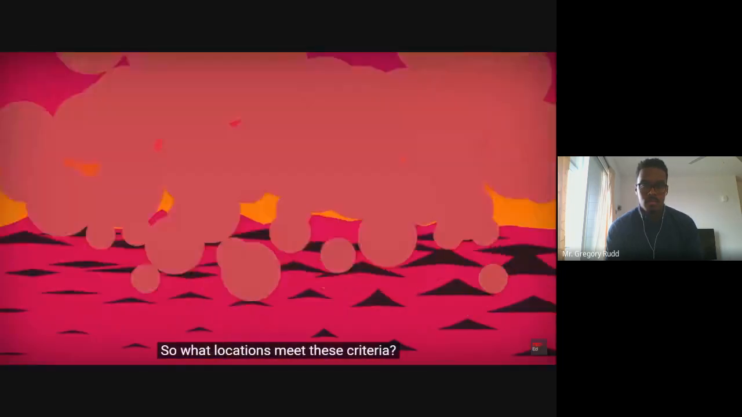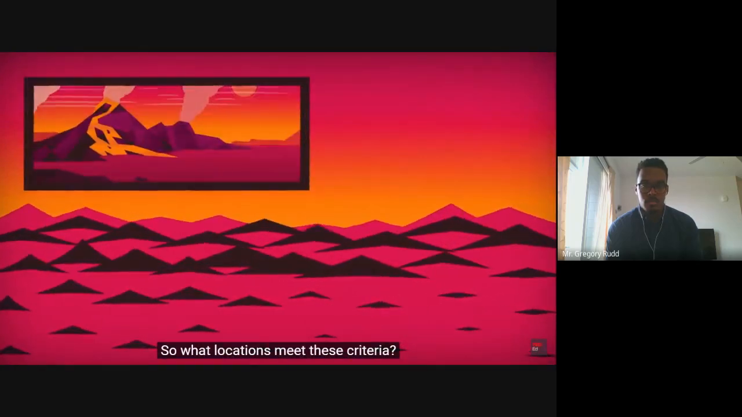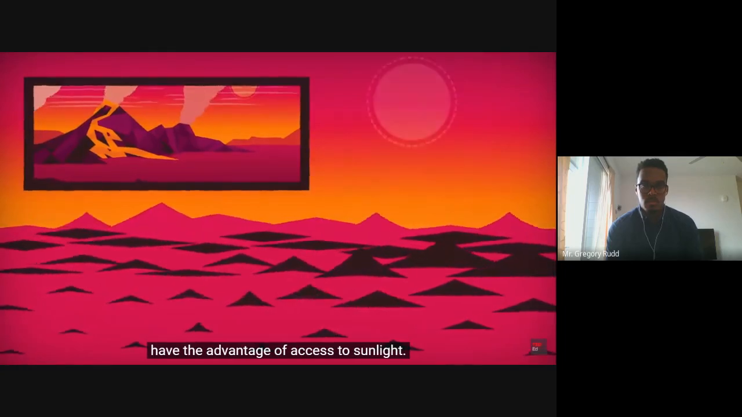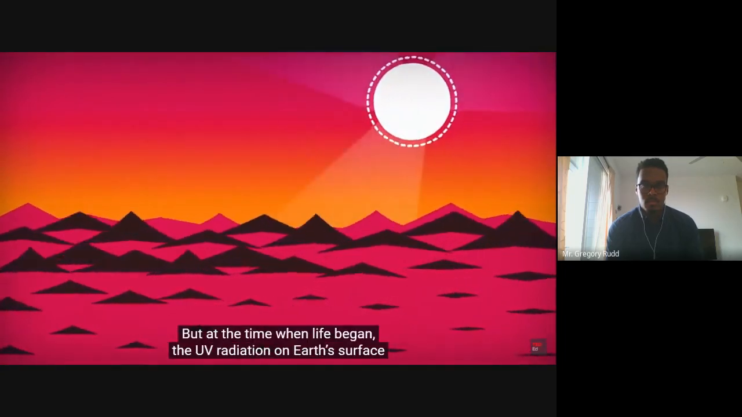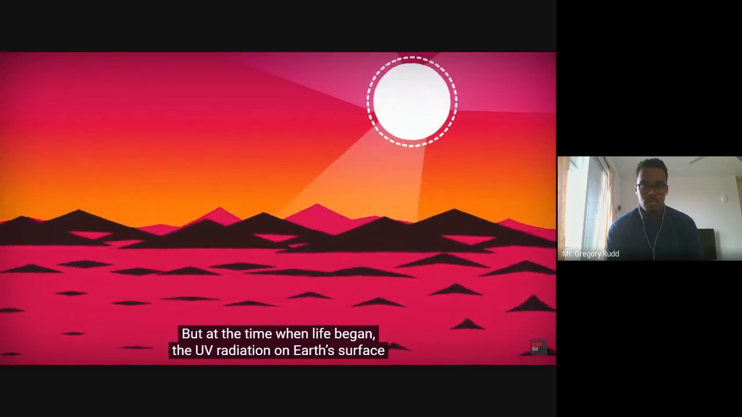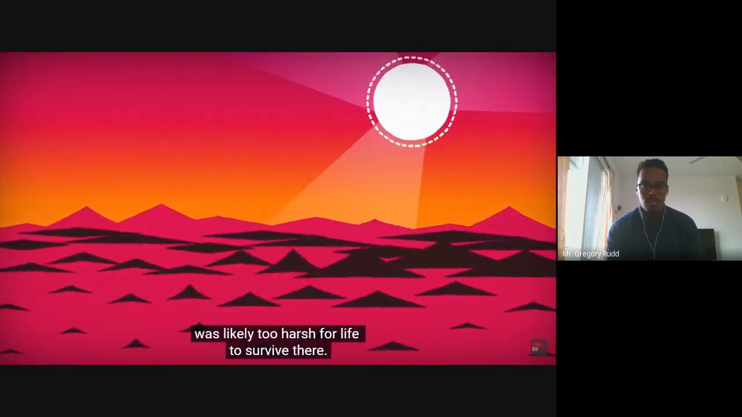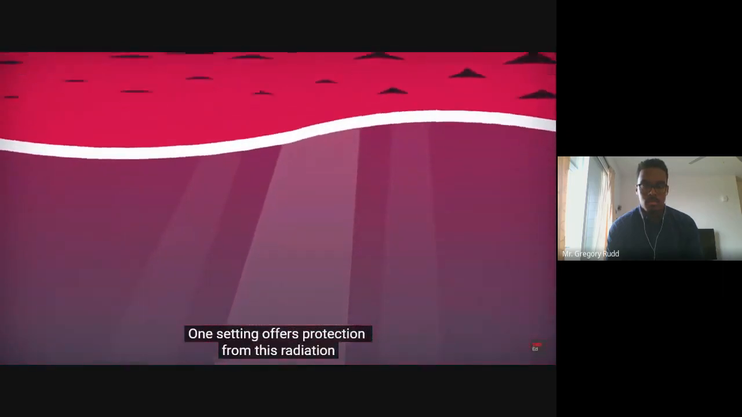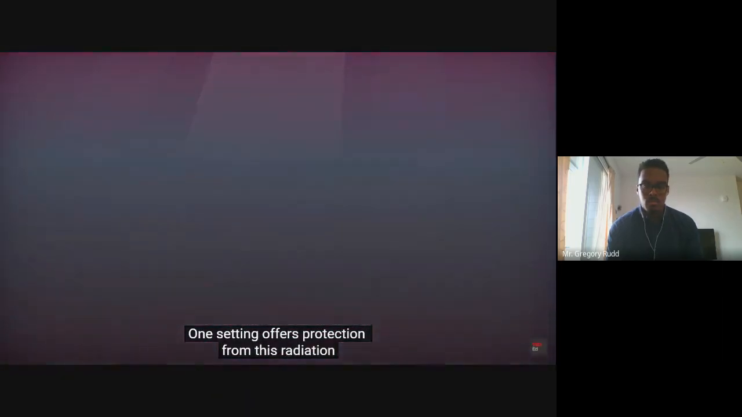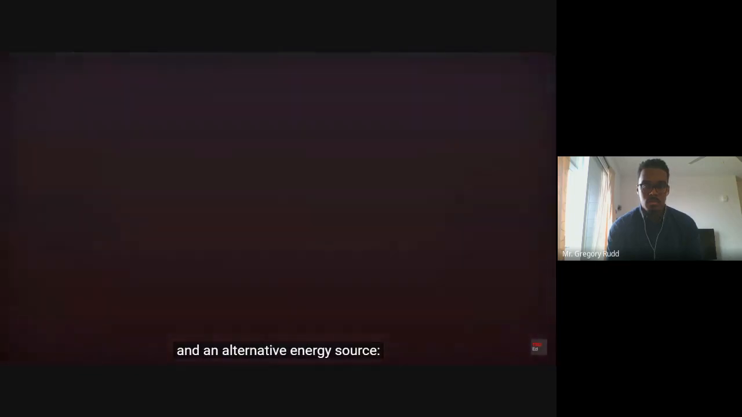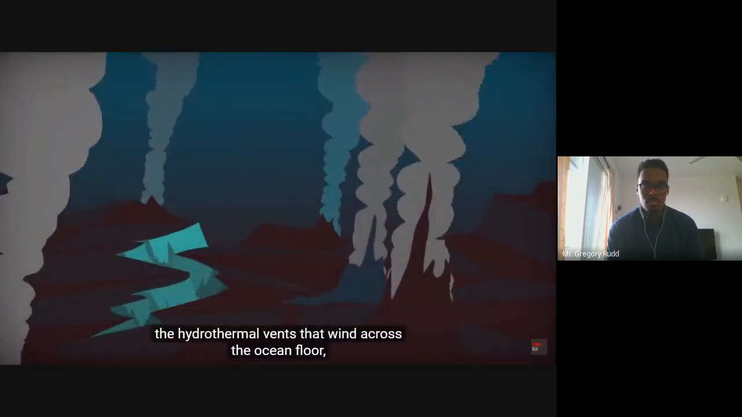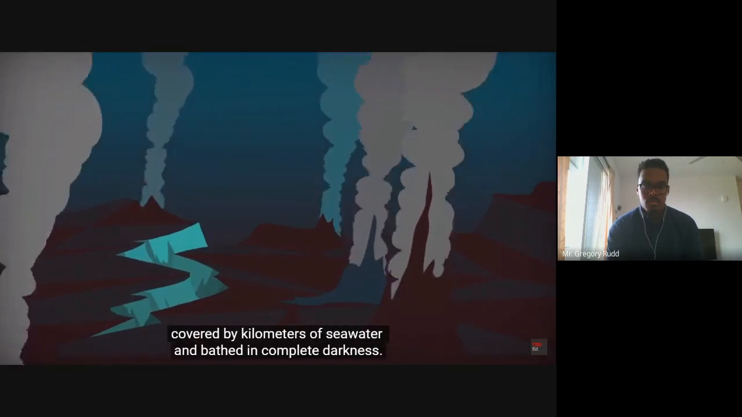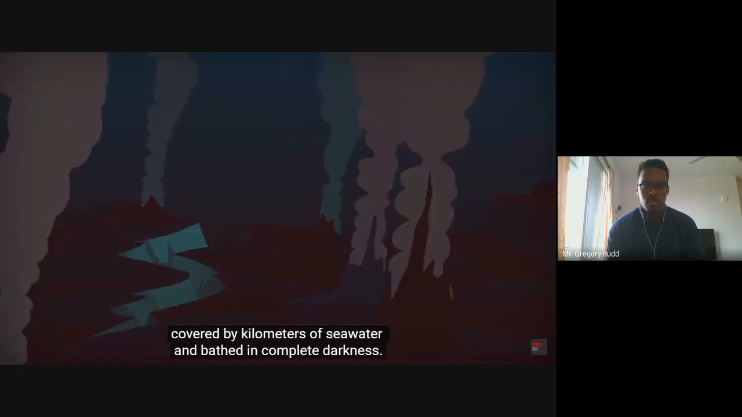So what locations meet these criteria? Places on land or close to the surface of the ocean have the advantage of access to sunlight. But at the time when life began, the UV radiation on Earth's surface was likely too harsh for life to survive there. One setting offers protection from this radiation and an alternative energy source: the hydrothermal vents that wind across the ocean floor, covered by kilometers of seawater and bathed in complete darkness.